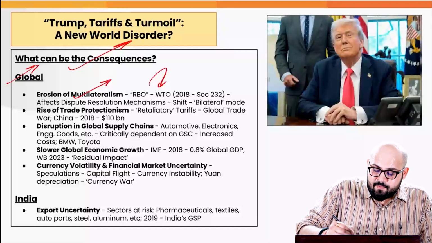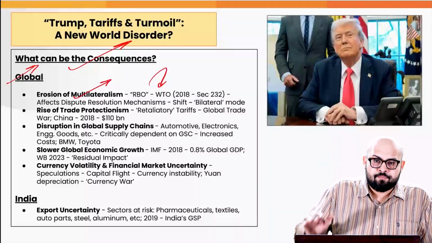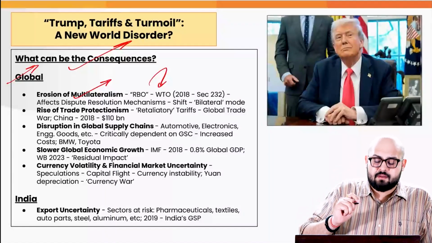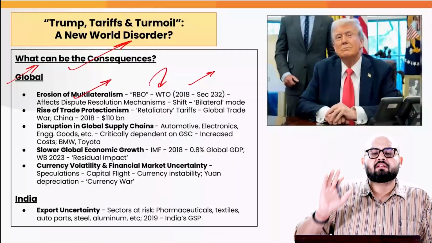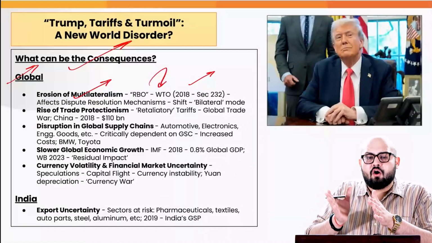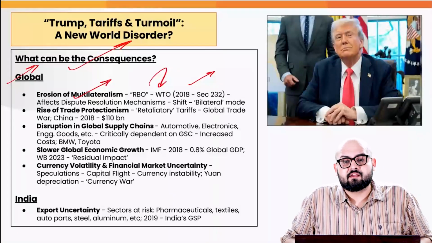So again, understand, we have, for example, the World Trade Organization. According to the World Trade Organization, the tariffs imposed by the US President under Section 232 of the Trade Expansion Act are not right. They are not in line with the kind of trade fairness principles or free market economics, right?